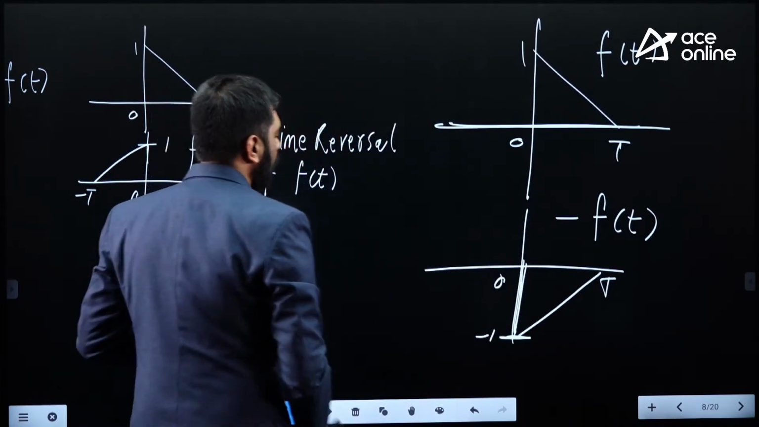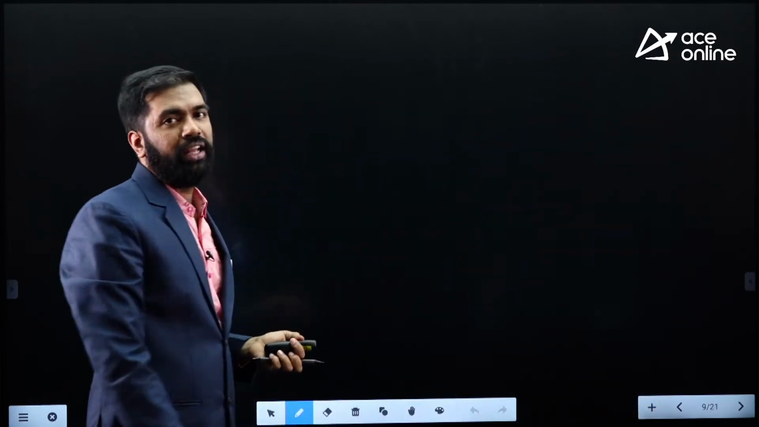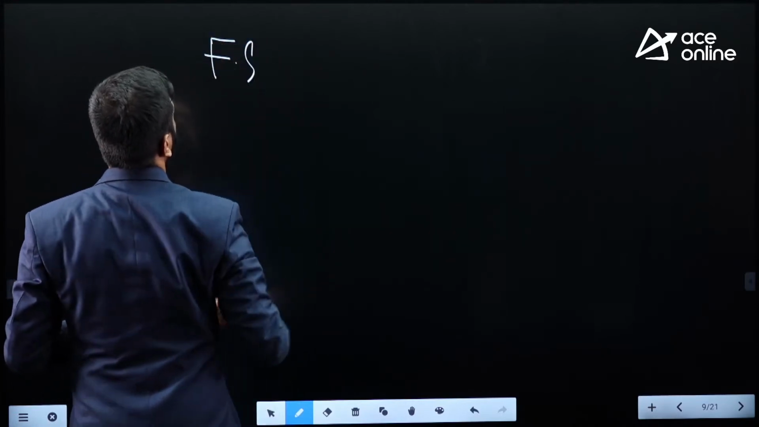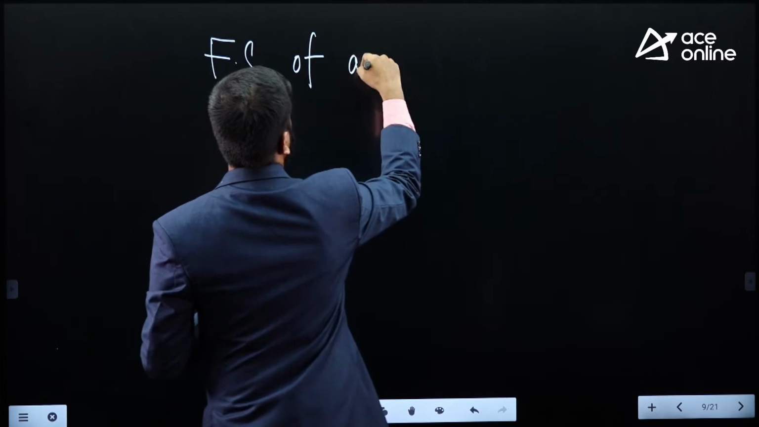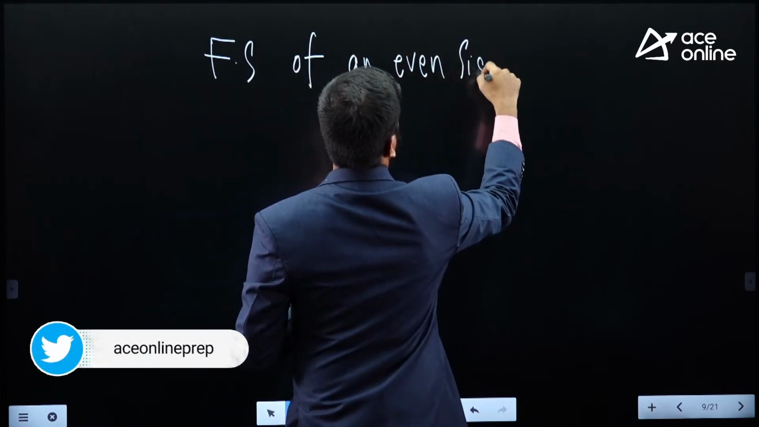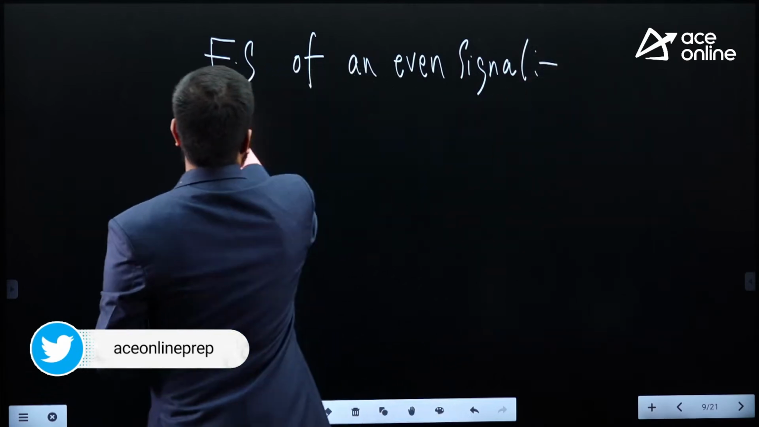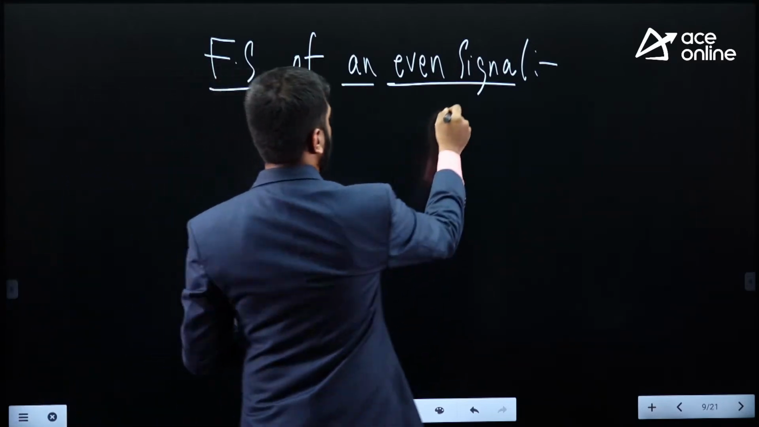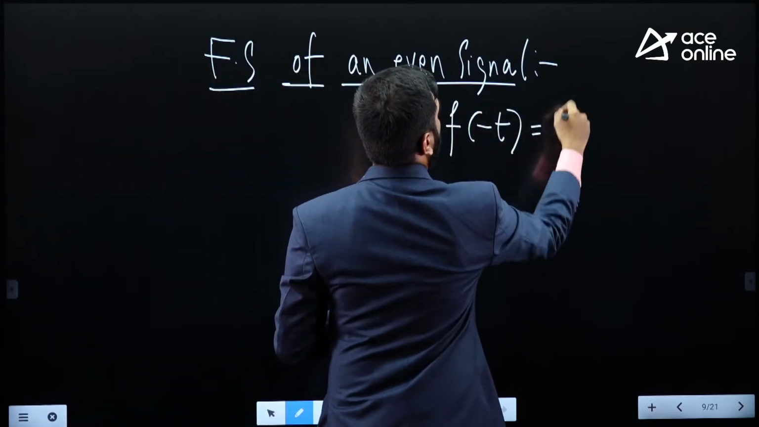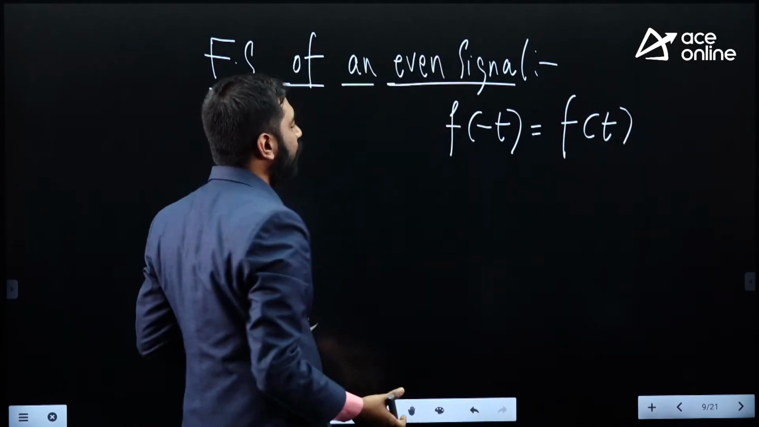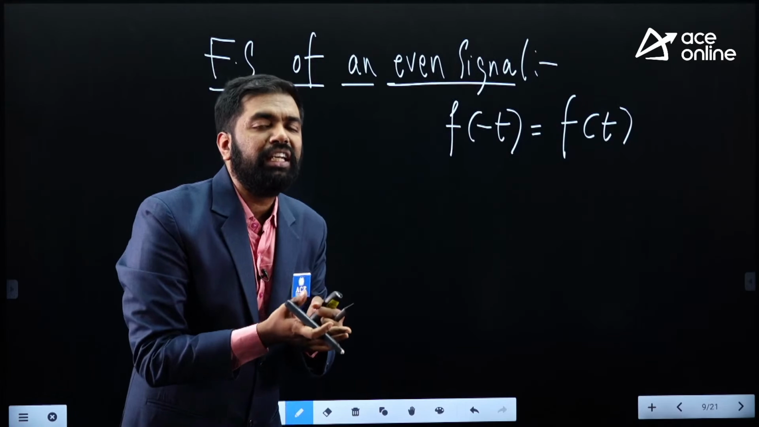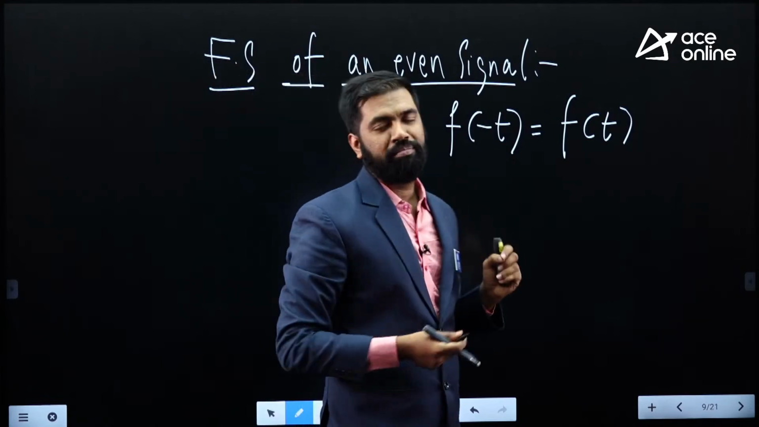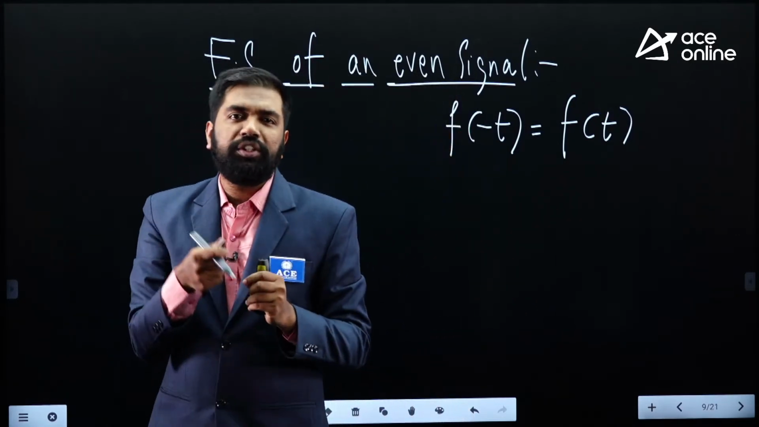So let's see how you write the Fourier series of an even signal. That is our next topic. Now what do you mean by an even signal? When do you say that a signal is even? Whenever it satisfies this property, that is f of minus t is the same as f of t. A signal which satisfies this is called an even signal. Now let's consider a periodic signal which is even. What will happen to its Fourier series coefficients?